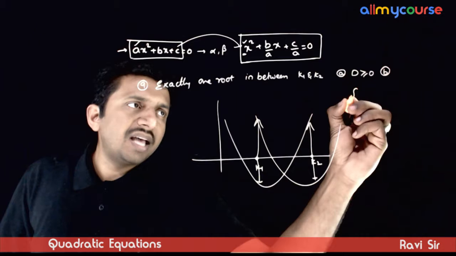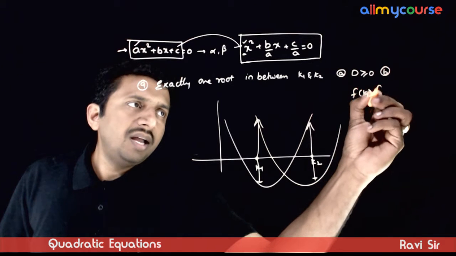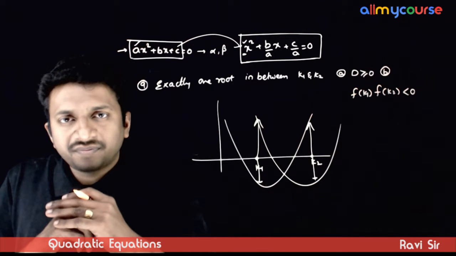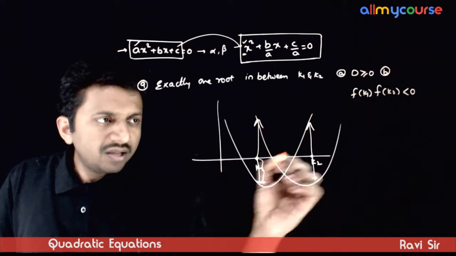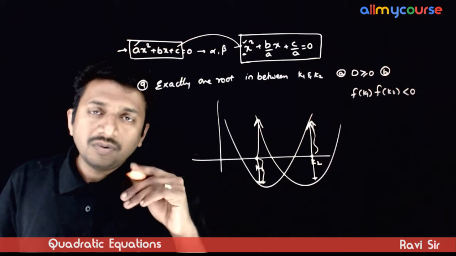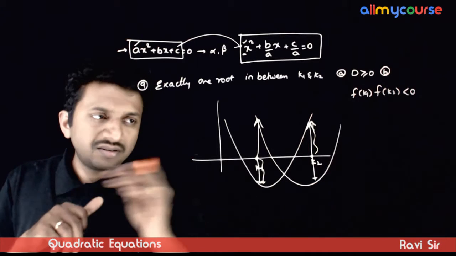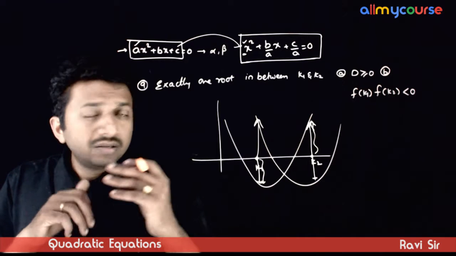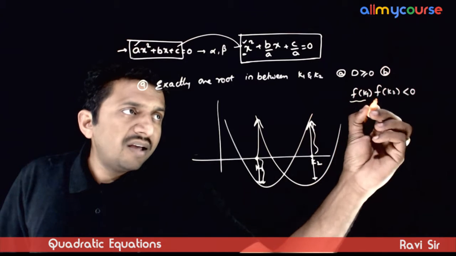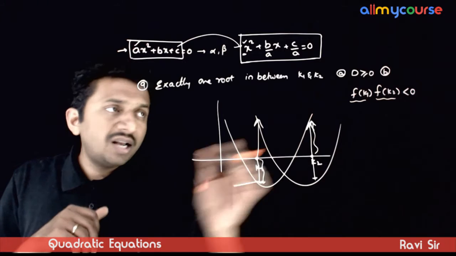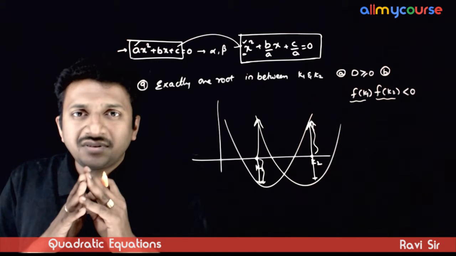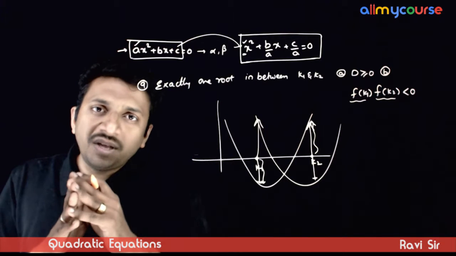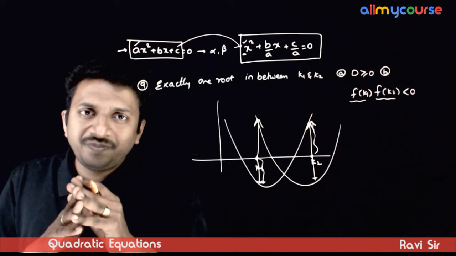So the next condition is f of k1 into f of k2 has to be less than 0. The functional value at k1 and the functional value at k2 should be of opposite signs so that you get one root in between k1 and k2. So if f of k1 and f of k2 are of opposite signs, that means their product is negative. So that's the condition which ensures that exactly one root will be in between k1 and k2.